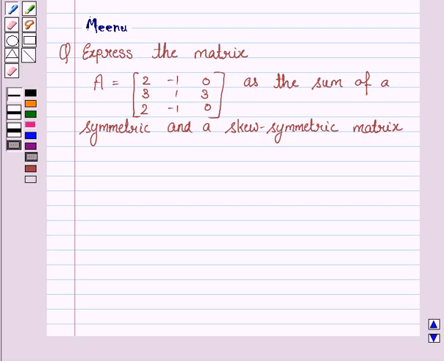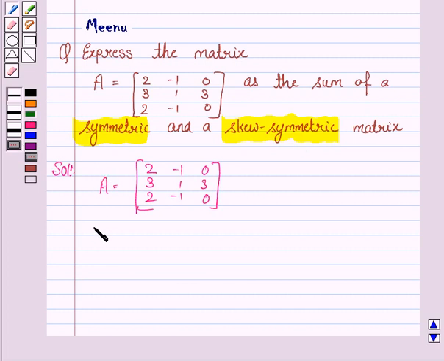Let's discuss the following question. It says, express the matrix A as the sum of symmetric and skew symmetric matrix. So let's now move on to the solution. Now the given matrix A is [2, 3, 2; -1, 1, -1; 0, 3, 0]. Now we have to express this matrix as a sum of symmetric and skew symmetric matrix.